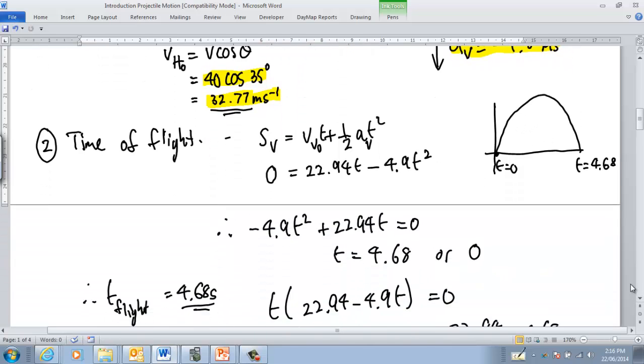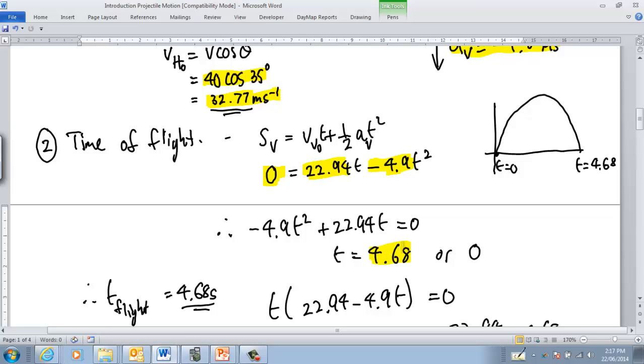Now we have our initial vertical and horizontal components of velocity. The next thing that we always do is find our time of flight. In this particular case, there is a zero displacement in the vertical. So we put our initial vertical velocity in, which is 22.94, and we get our t value. That works out with minus a half of gravity, which is minus 4.9. That's always going to be the case. We rearrange that formula to get t equals 4.68 seconds.